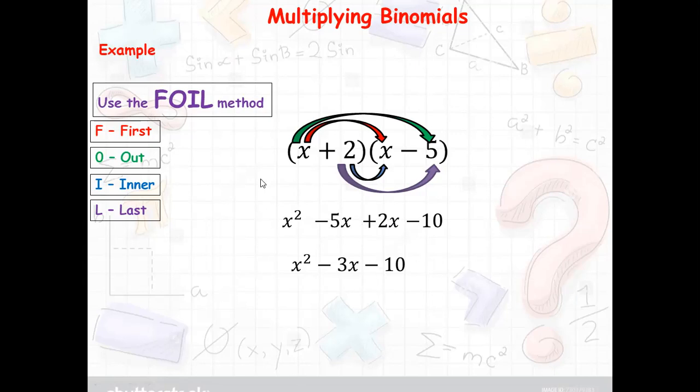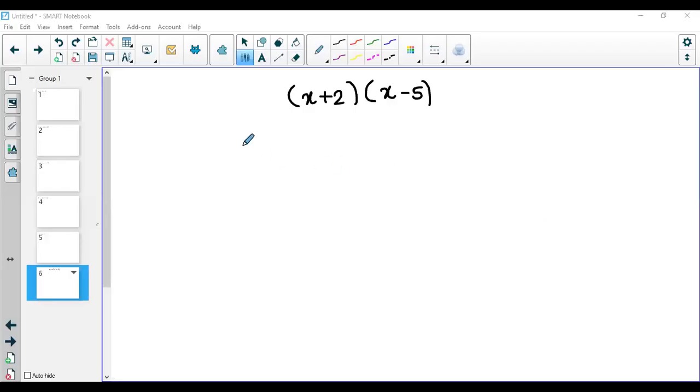All right. So this is how you use the FOIL method to multiply binomials. Now let me show you another method that's called the vertical method of multiplication, that follows the same steps as how we normally multiply numbers. So here I'll show you how to do it using the vertical method. Now this method, as I told already, is very similar to multiplying 2 or 3 digit numbers as we usually do.